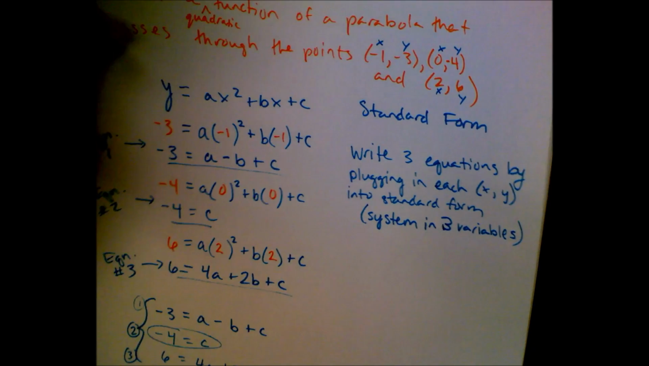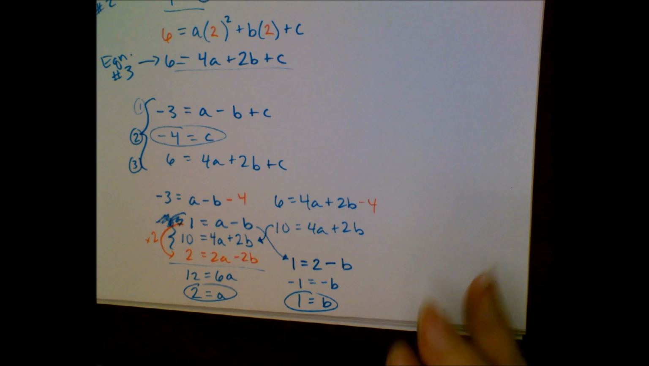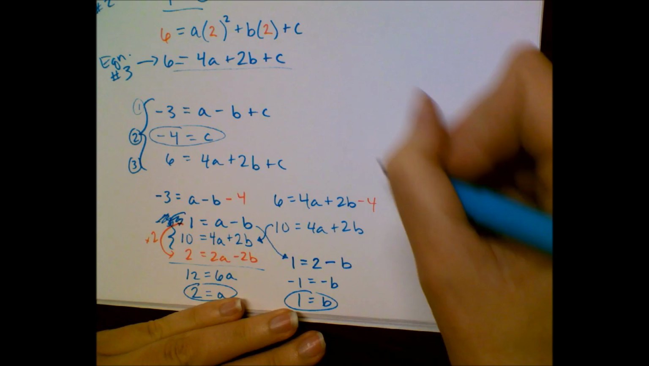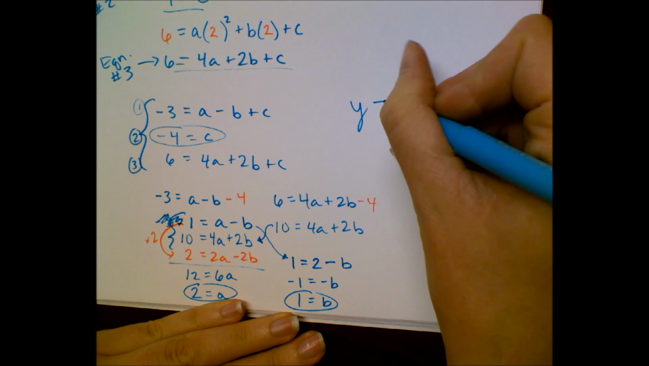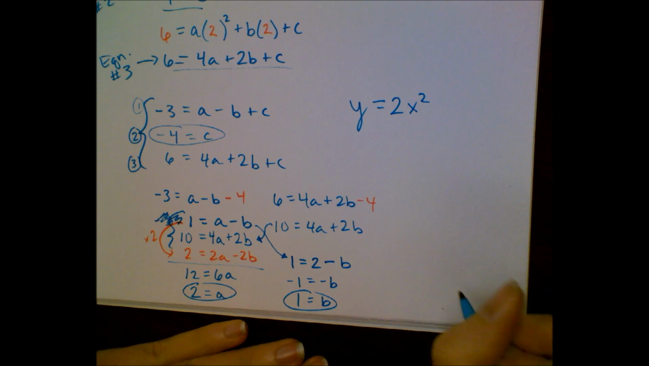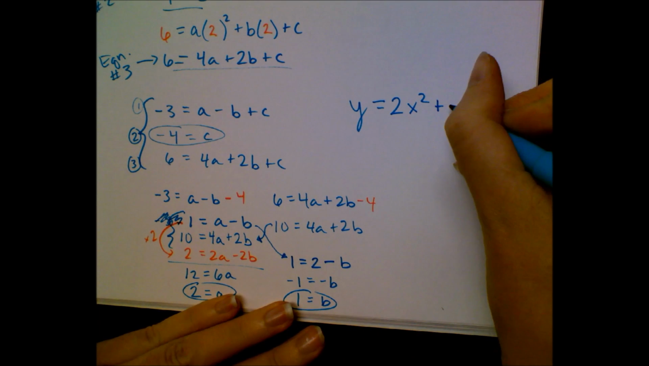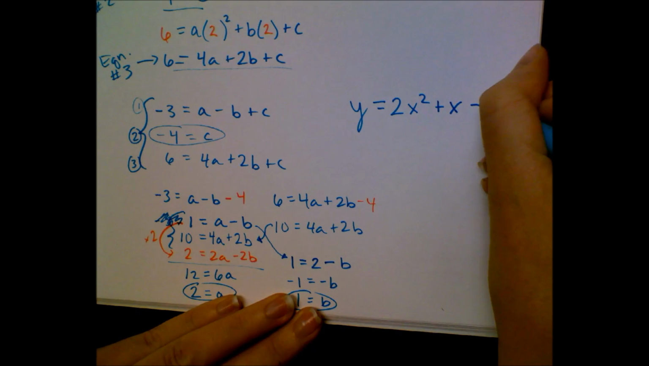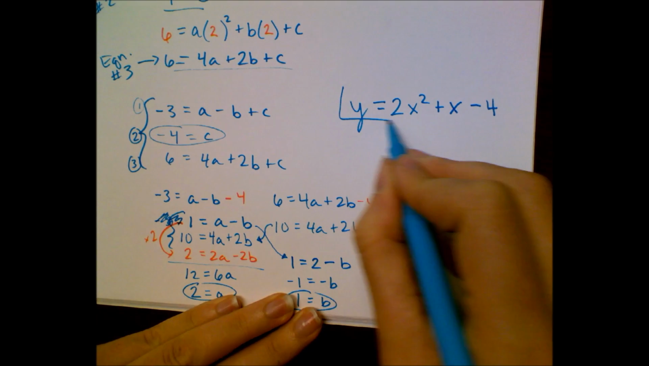So now I just need to take those 3 numbers, plug them into standard form. I'm going to go up here where I have this blank space. So my A now is 2, 2x squared. My B is 1, so just plus x. And my C is negative 4, so minus 4. And that would be my function.